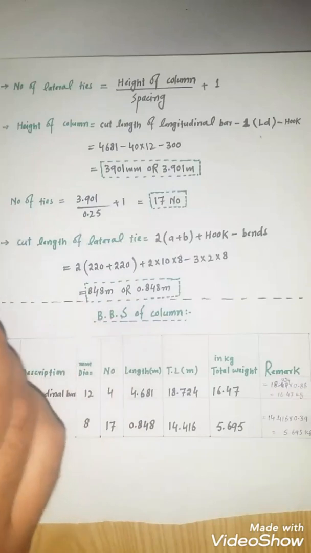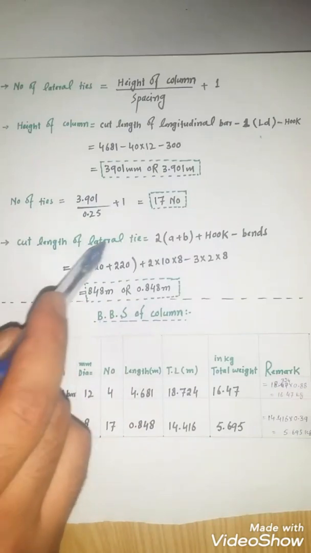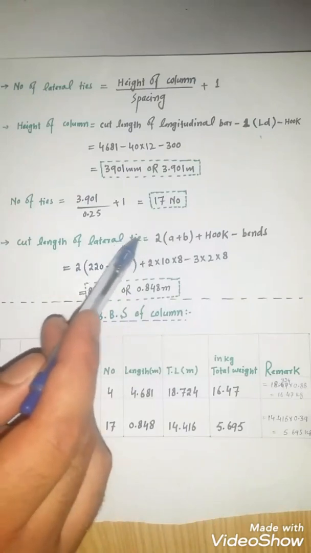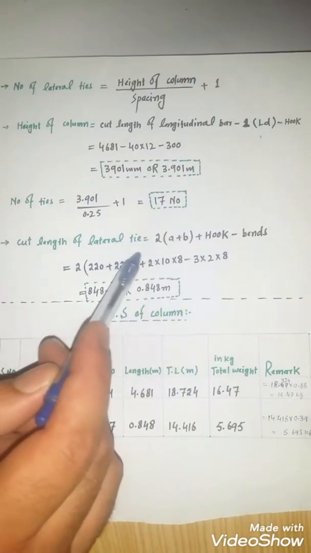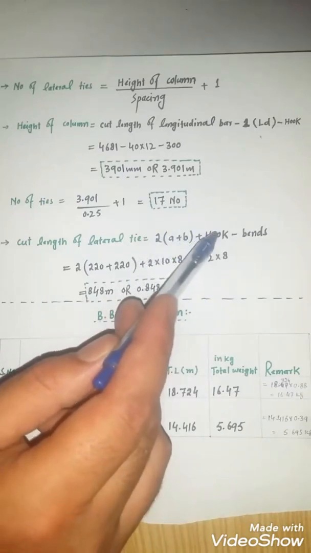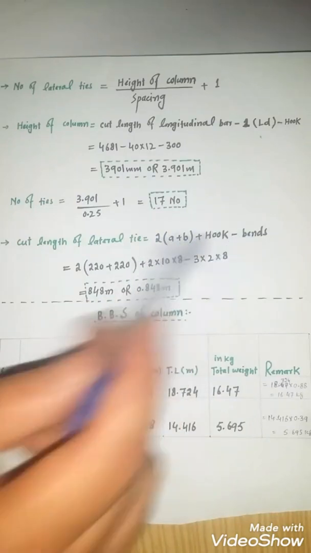After that, we find the cut length of lateral ties. Formula used for finding the cut length of tie: 2 into A plus B plus hook minus bends.